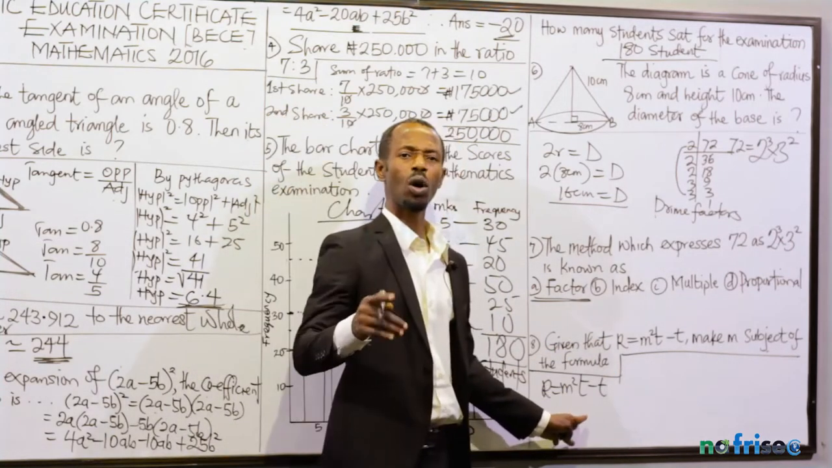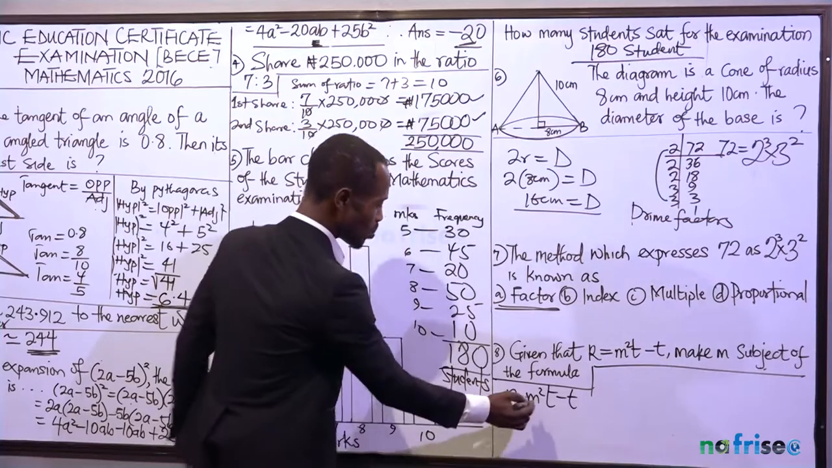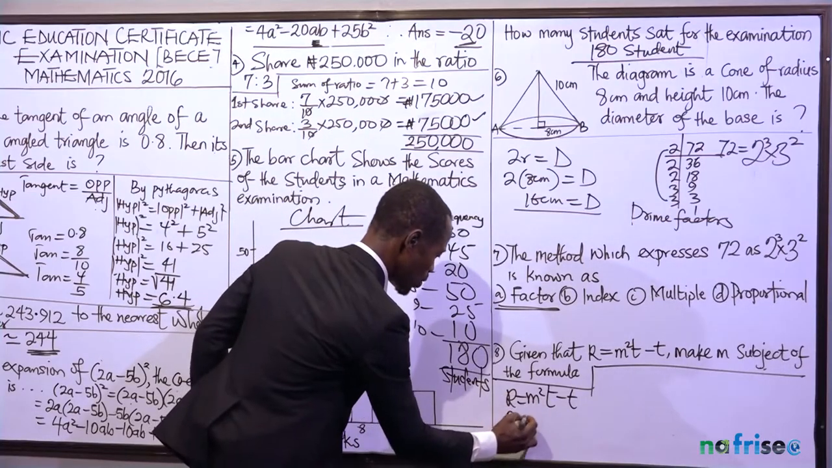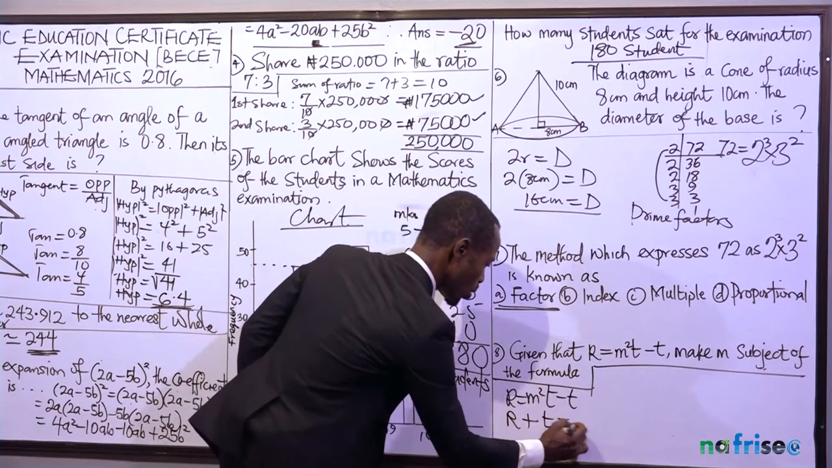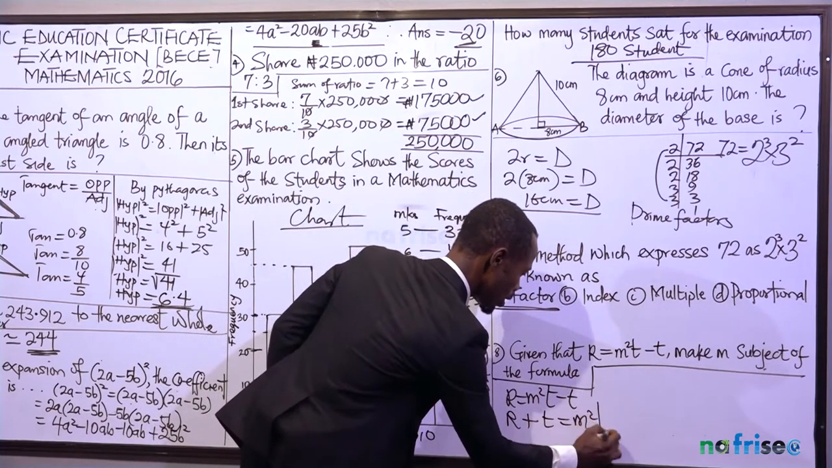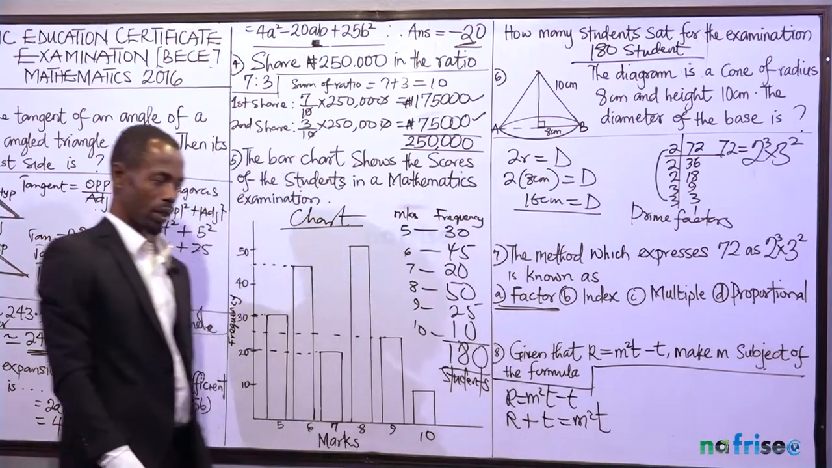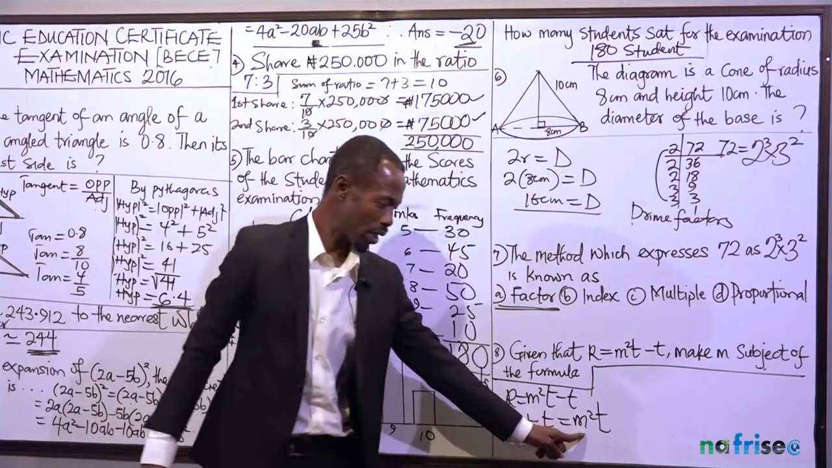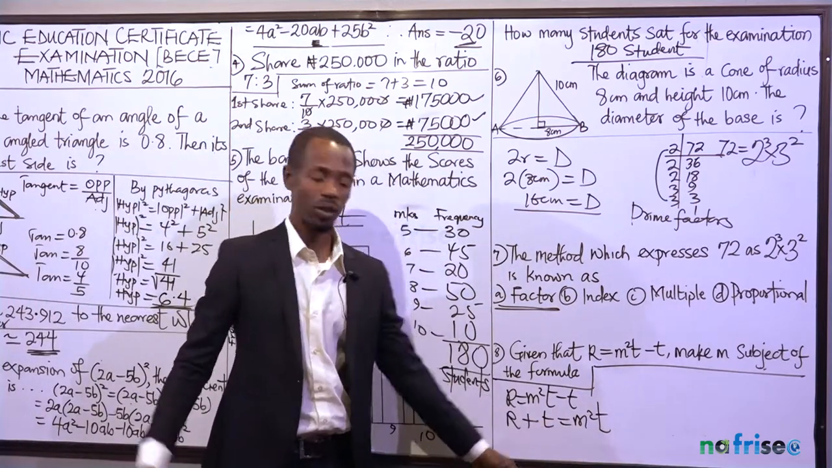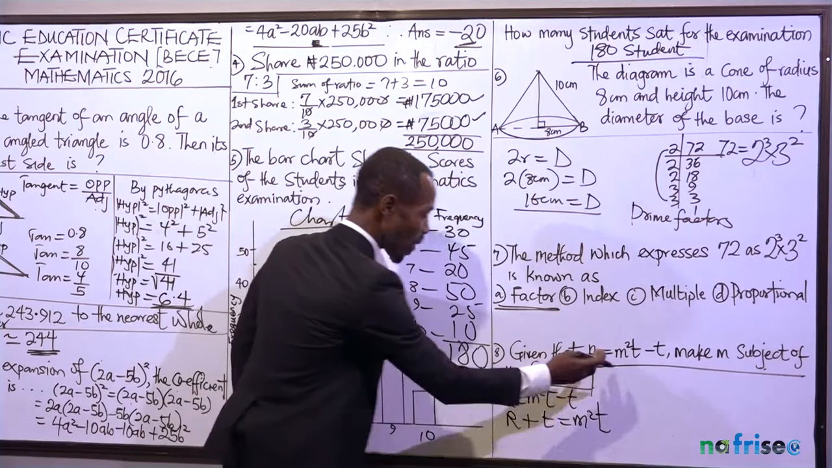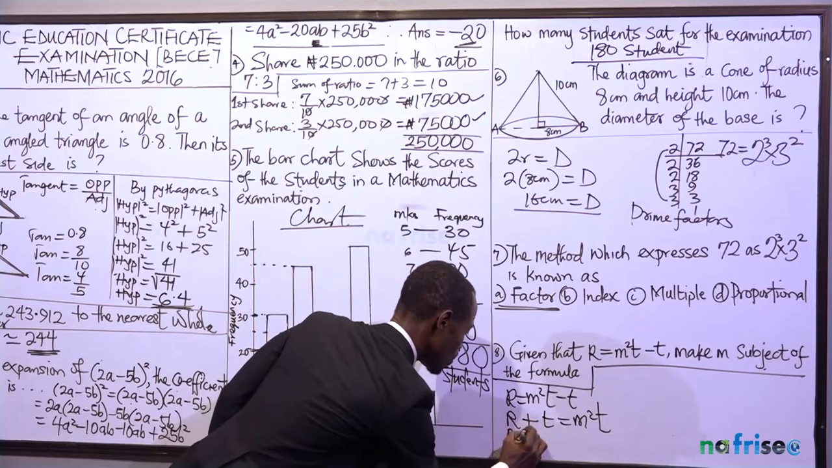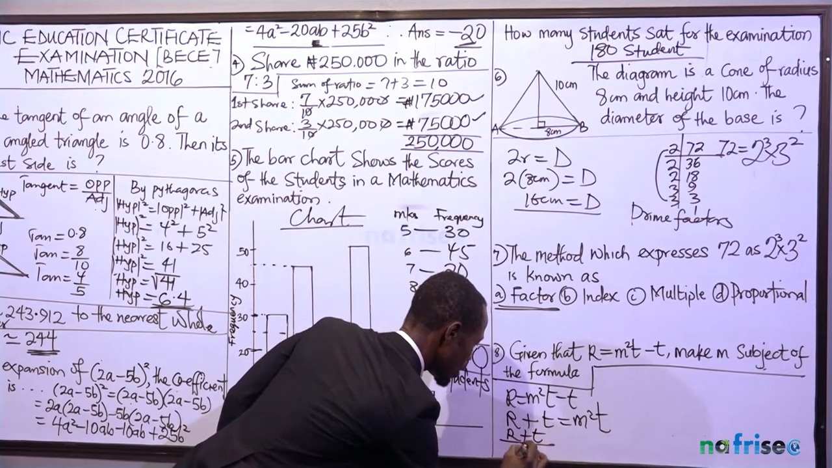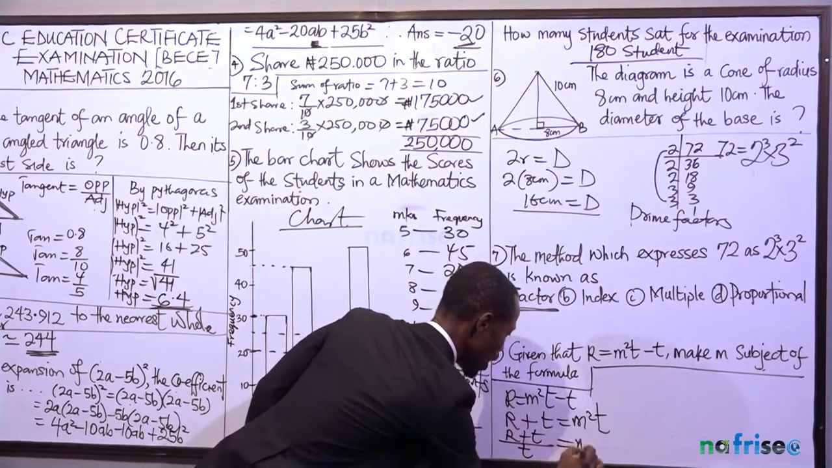One other thing, keep your unknown positive. So I might decide to do this. R plus this T will cross the equal sign and become plus T equals M squared T. Okay. And my intention is to make M the subject. So what do I do? I can now decide to divide both sides by T. I will have R plus T over T equals M squared.